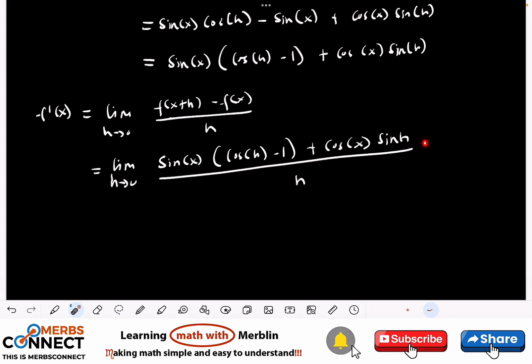Somebody will ask, why is it that this one we didn't divide by h term by term? Because this is not in the form of a rational, it's like this divided by something.